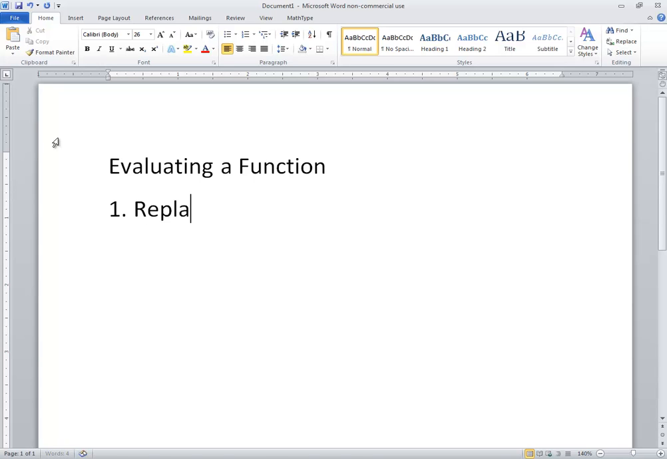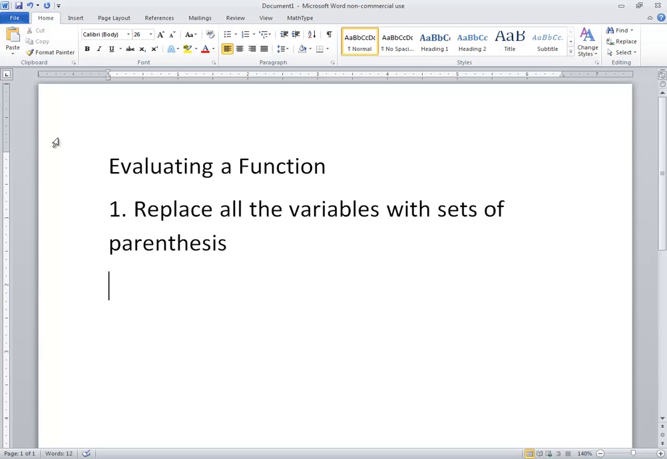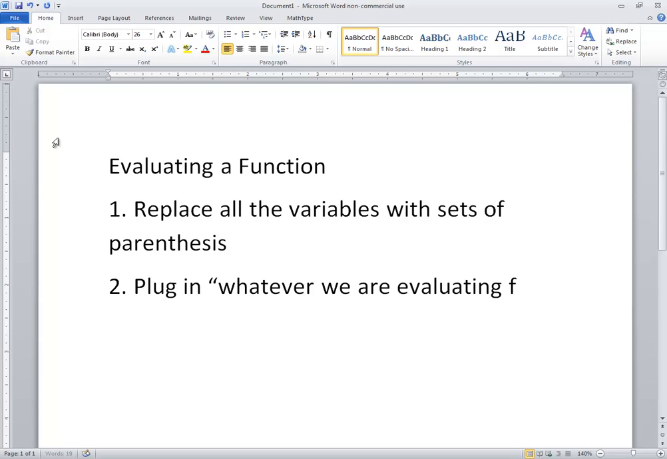Step 1. Replace all the variables with sets of parentheses. Step 2. Plug in whatever we are evaluating for, that's pretty vague, isn't it, into the parentheses. And step 3, simplify. We'll talk why that's vague here in a second.